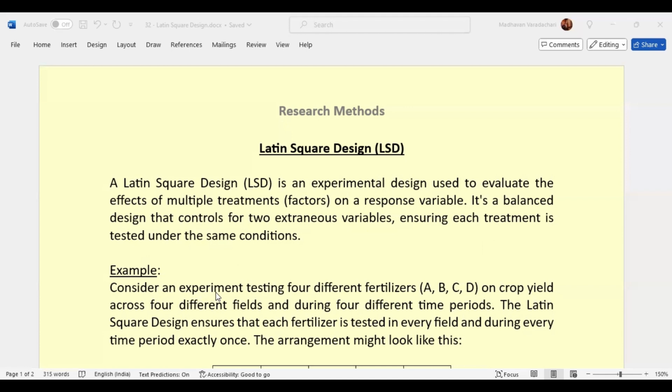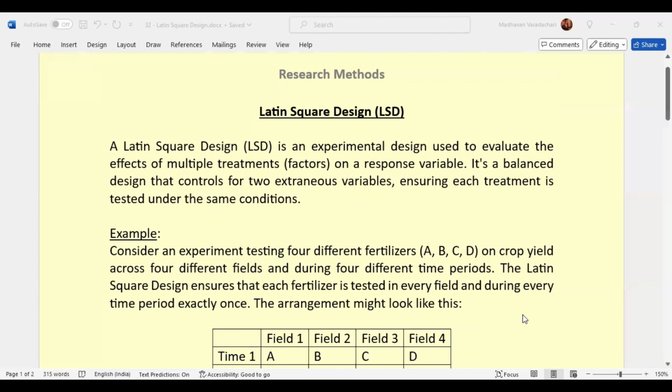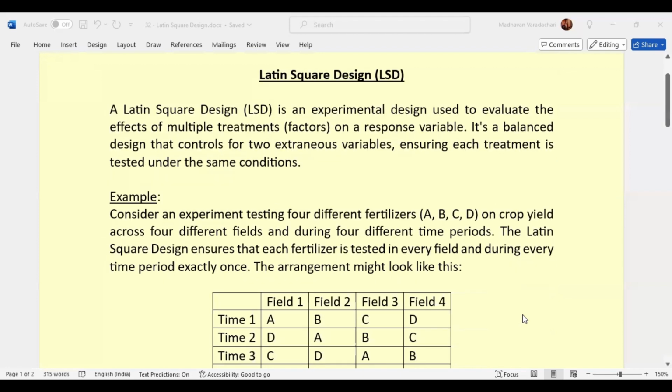Example, consider an experiment testing four different fertilizers A, B, C, D on crop yield across four different fields and during four different time periods. The Latin square design ensures that each fertilizer is tested in every field and during every time period exactly once. The arrangement might look like this.